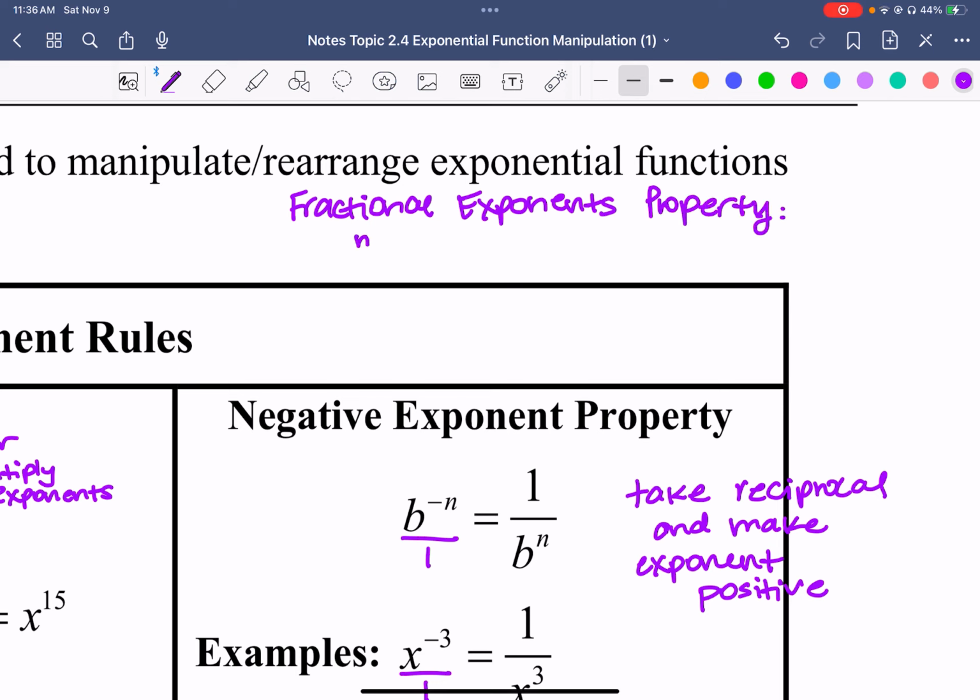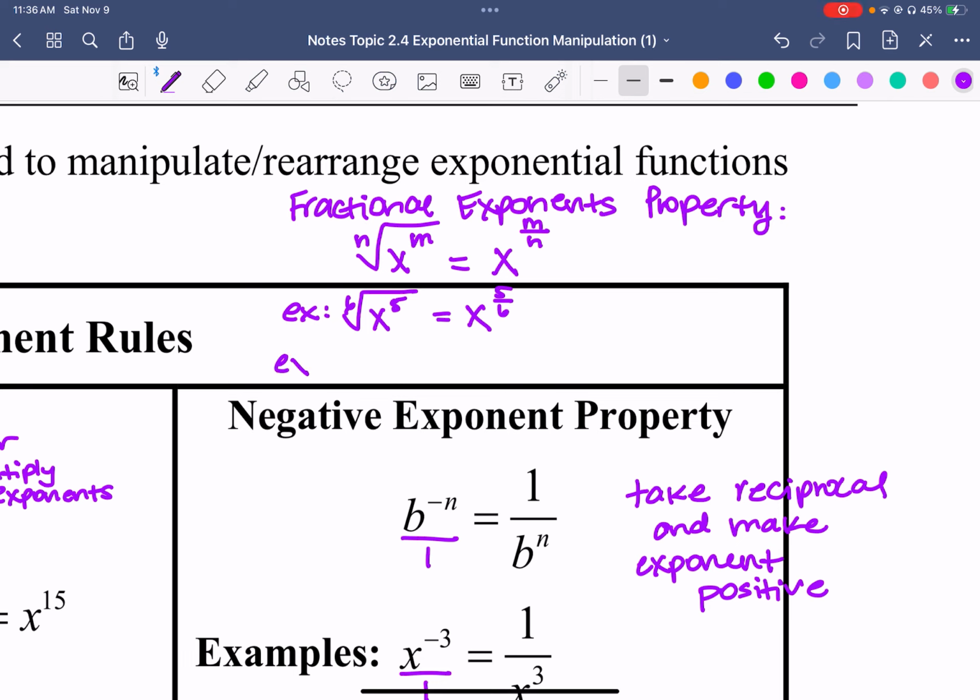This one says if you have the nth root of a number inside raised to another power, you can write it as whatever the base was inside of the root, and then the exponent would be m divided by n. So whatever the exponent was on the inside, you would put it on the numerator, and the root goes on the denominator. Okay, so for example, let's say I give you the 6th root of x to the 5th power, you would write x to the power of 5 divided by 6.